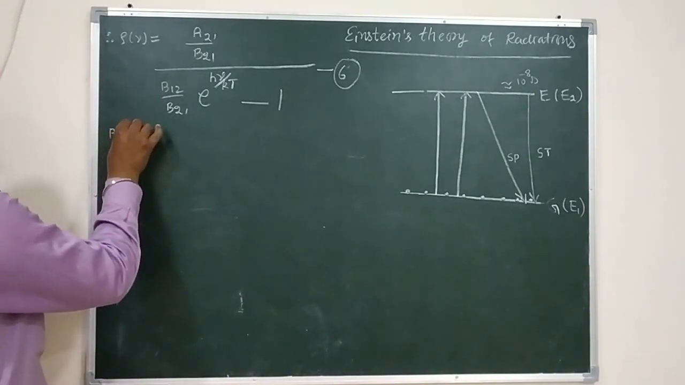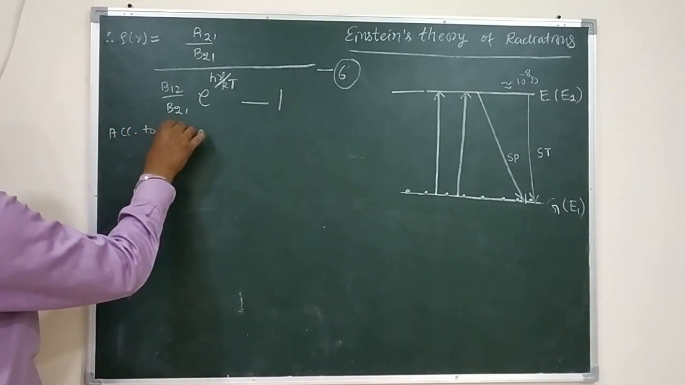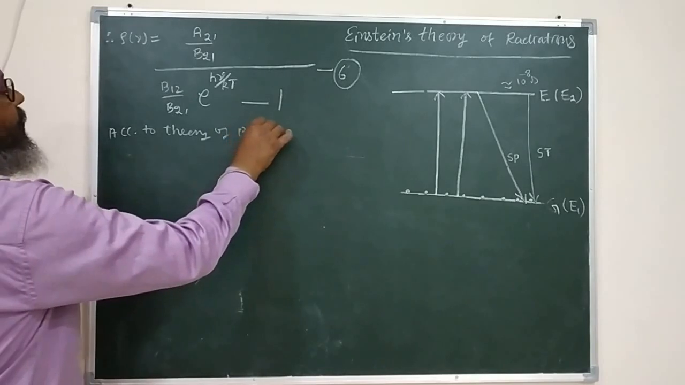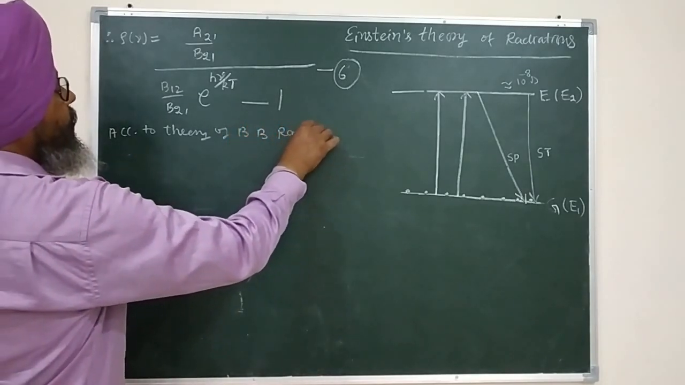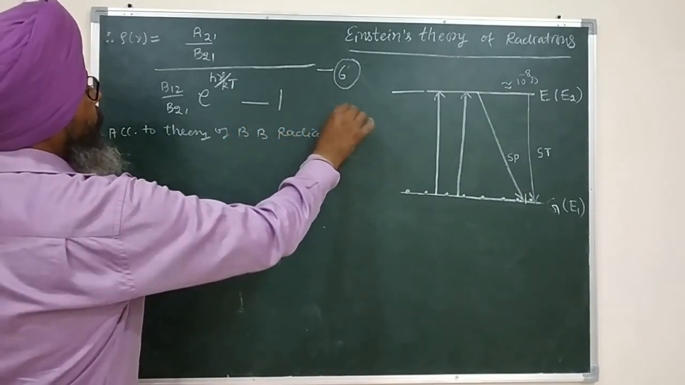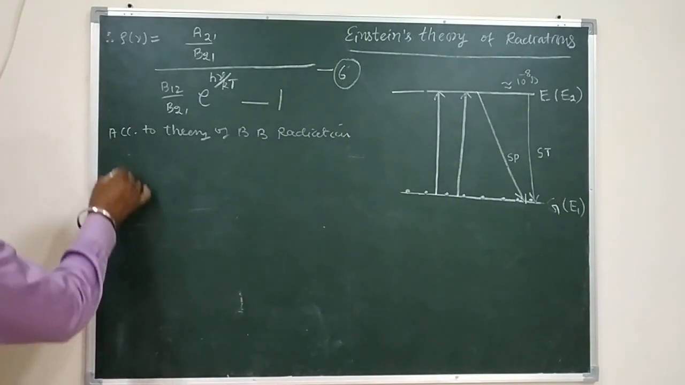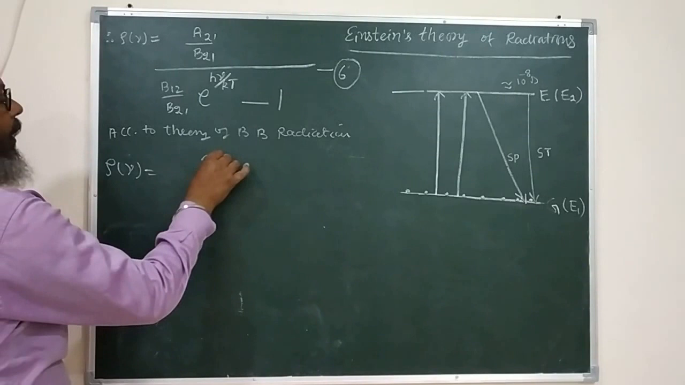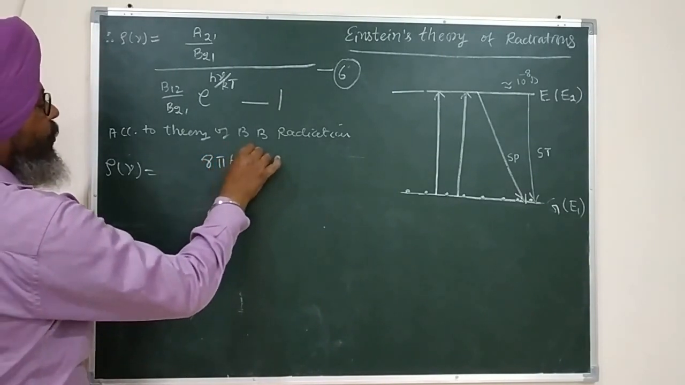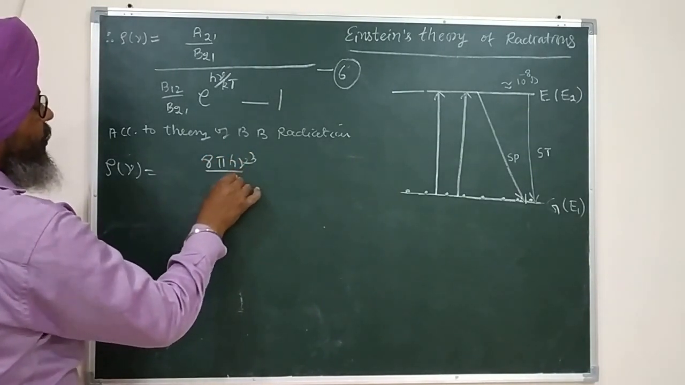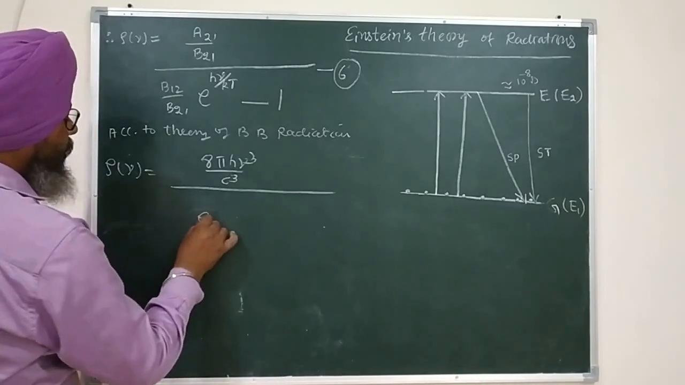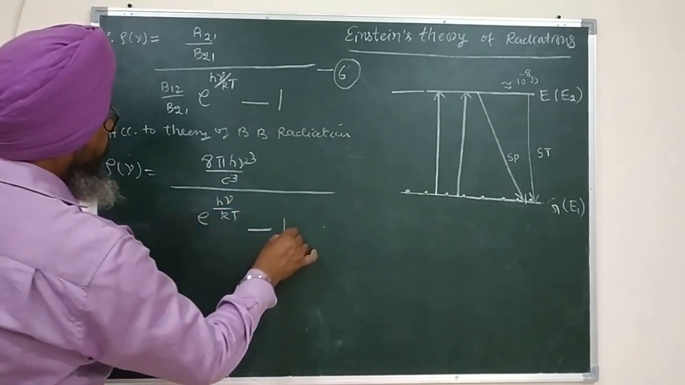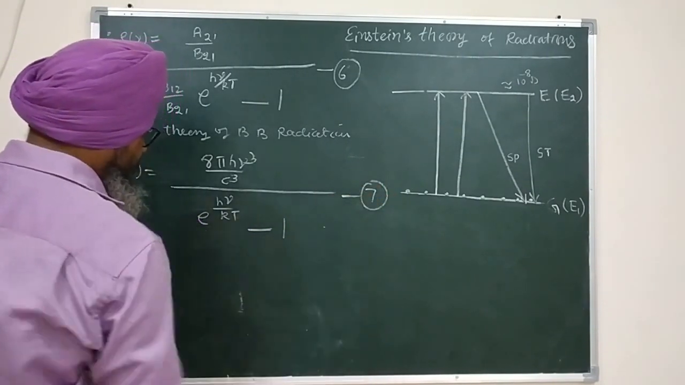According to the theory of black body radiation, the energy density per unit frequency rho nu is given by 8 pi h nu cube by c cube upon e raised to power h nu upon KT minus 1. This is equation number 7.